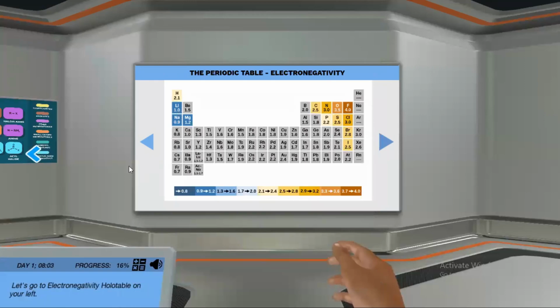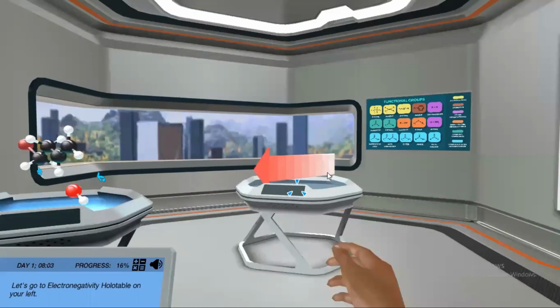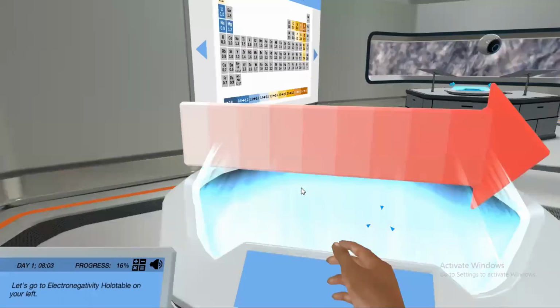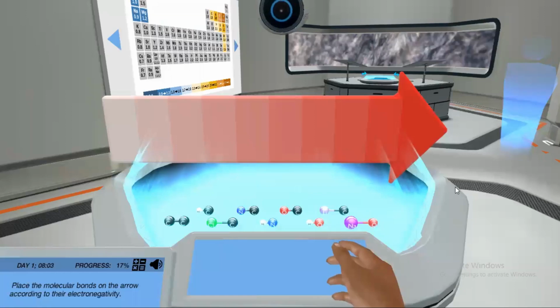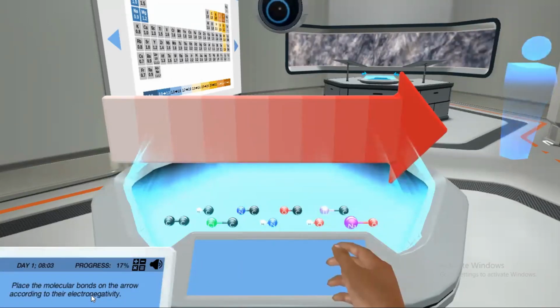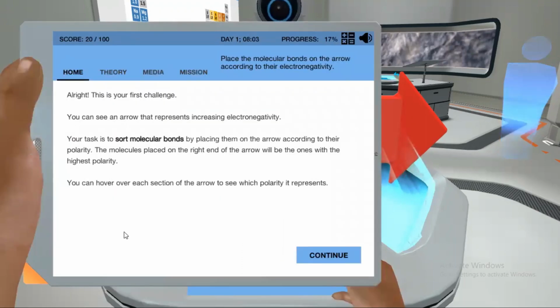Let's go to the electronegativity hollow table on your left. Alright, this is your first challenge. You can see an arrow that represents increasing electronegativity. Your task is to sort molecular bonds by placing them on the arrow according to their polarity. The molecules placed on the right end of the arrow will be the ones with the highest polarity. You can hover over each section of the arrow to see which polarity it represents.